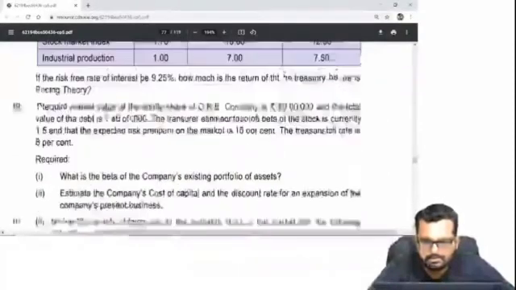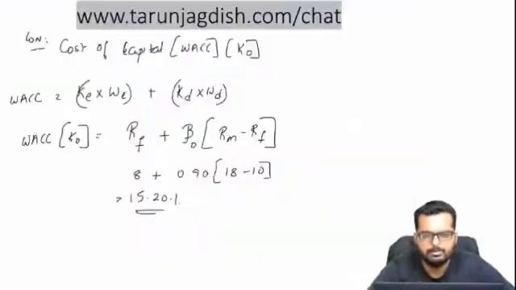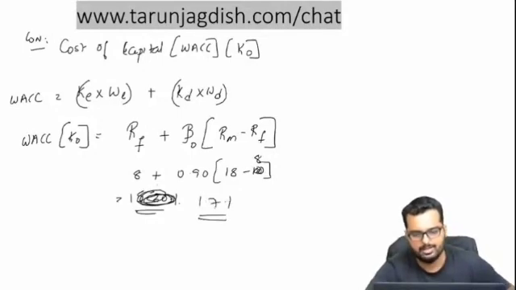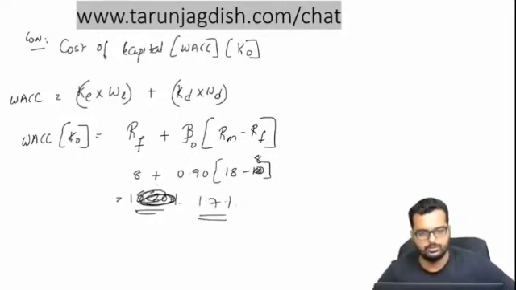One minute, I think there is some mistake I have made. This premium is 10. It should be 18 minus 8. That's where I went wrong. Sorry friends, it will be 10 into 0.9 is 9 plus 8 will give you the answer as 17%. Can you write down this in your books now?